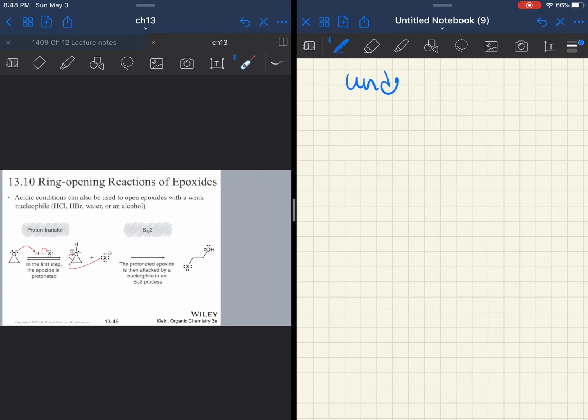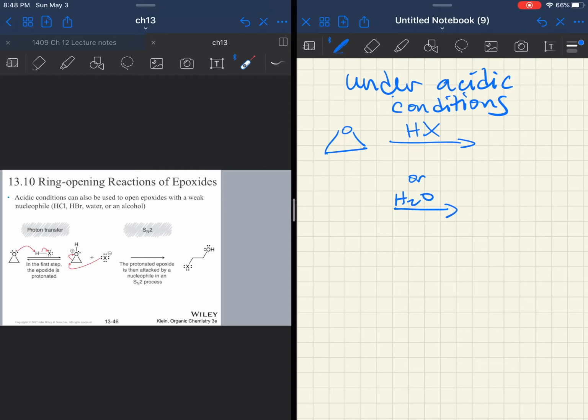Now, under acidic conditions, it's a little bit tougher in terms of regiochemistry. First, let's look at our mechanism. So we're really going to have two sets of acidic conditions. You're either going to be dealing with HX, or you're going to be dealing with water, or you're going to be in acid, or an alcohol in acid. Let's just go through these real quick.